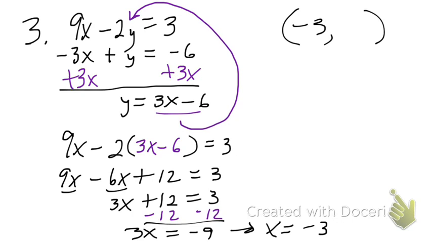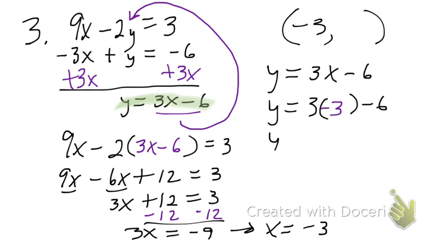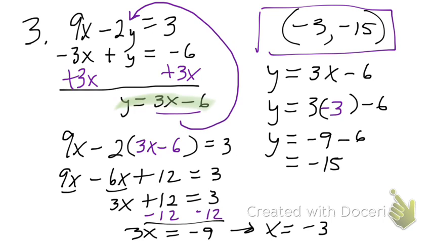Now again, we've got half the answer here. We know x is negative 3. Again, we can go back to our equation that's solved for y, and we'll use that to find what y is equal to. And you should get negative 15. And so that's our solution there. Let's move on to the next problem.